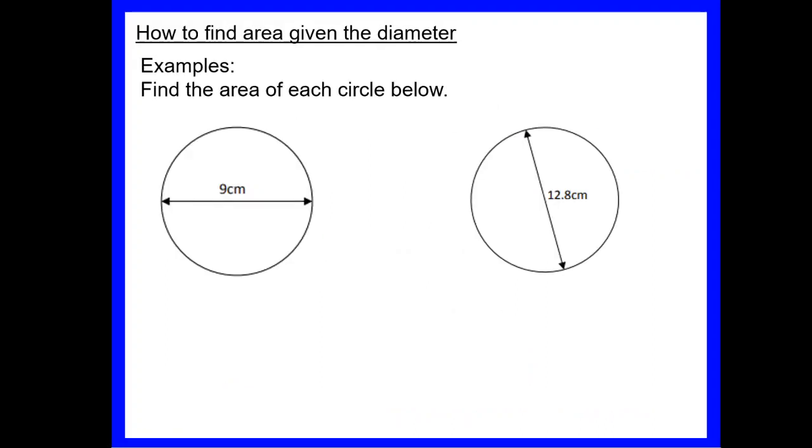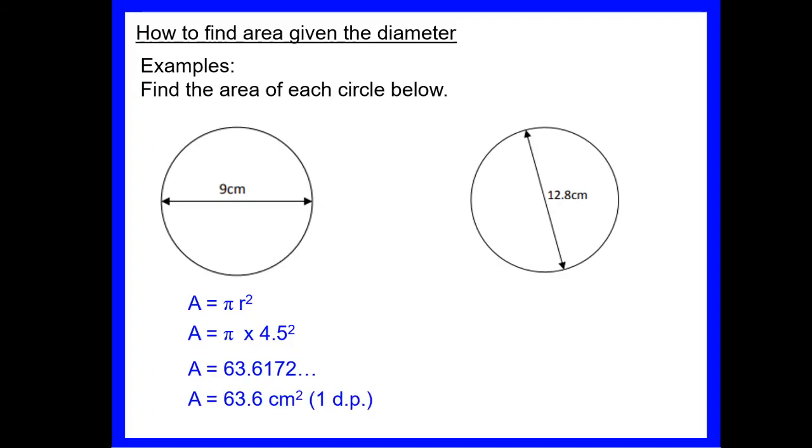All right, so our first one then, we've been given a diameter of 9. We need the radius for our formula there. Half of 9 is 4.5. So we're going to do pi times 4.5 squared, which comes to 63.6172. And to one decimal place is 63.6 centimeters squared.